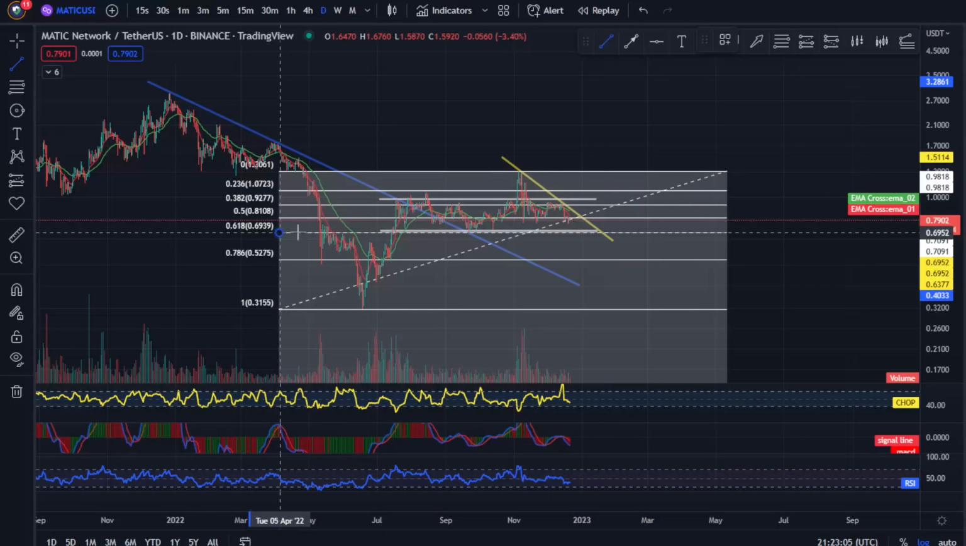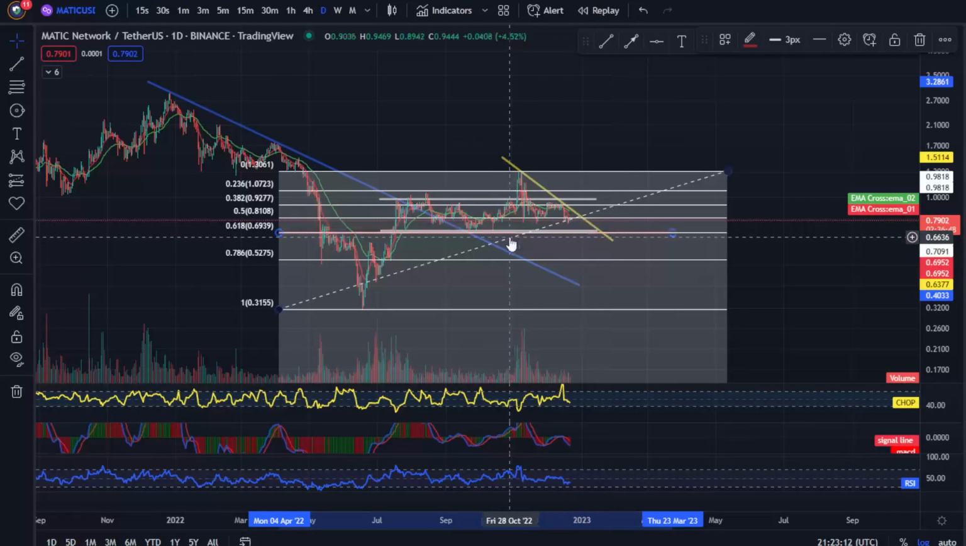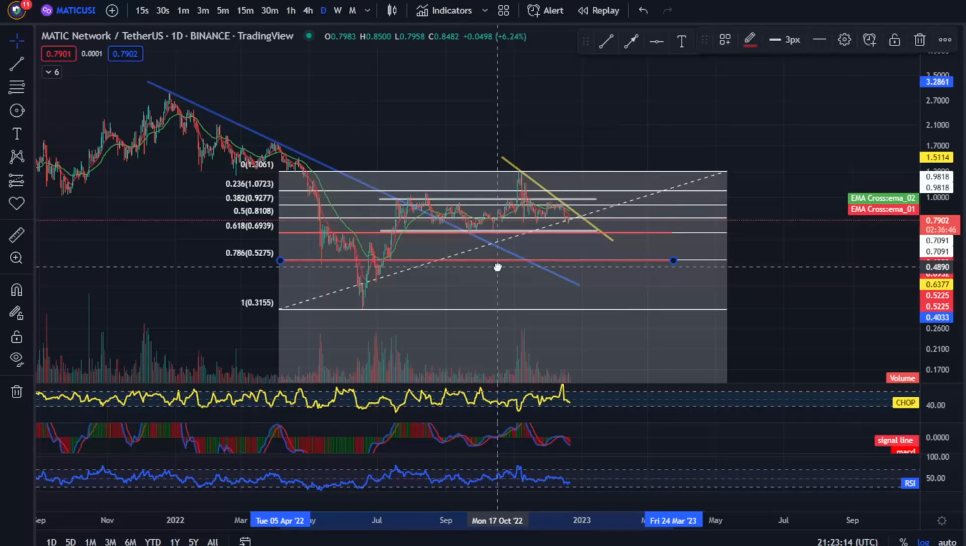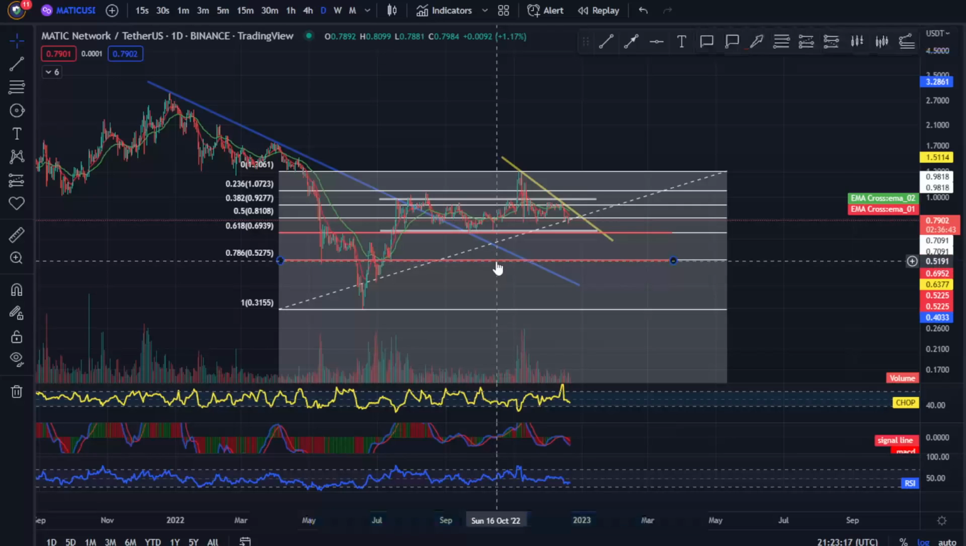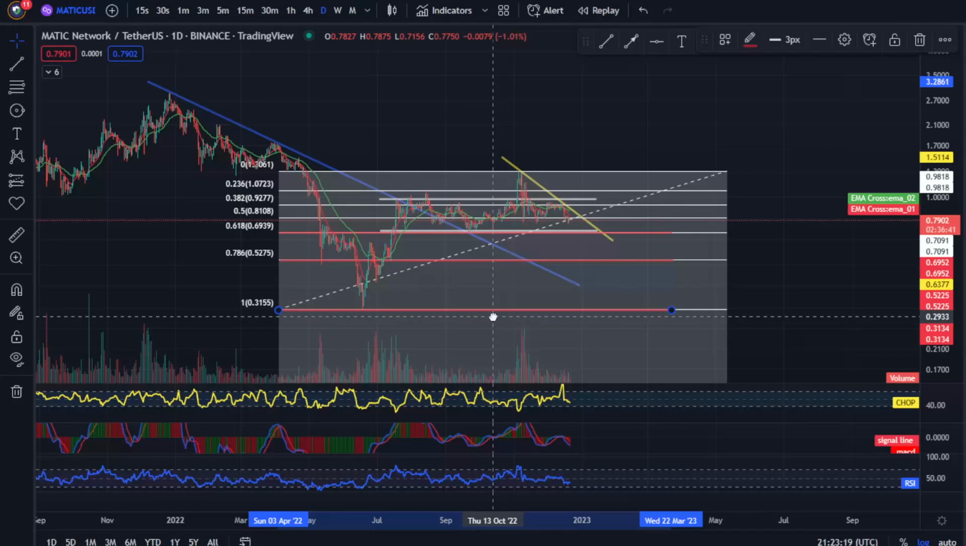Now let's look at where the MATIC price has support. As you can see, the first support is at 70 cents, but if it goes lower we have another support at 52 cents and then 31 cents, which is at the last low of the price.